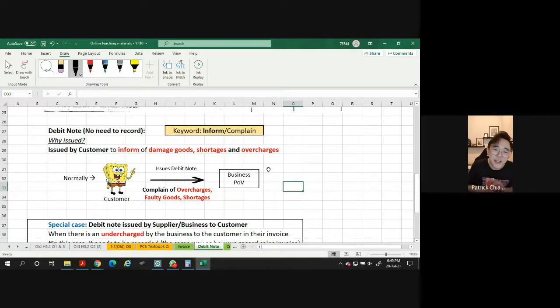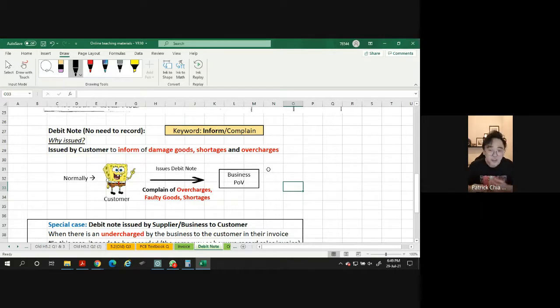Okay, now the debit note doesn't need to be recorded. I'm talking about the normal situation. Why? Just tell yourself the debit note is like a complaint. So when we complain about something, what do we do? Obviously nowadays we send WhatsApp, we send email and all that. But in the proper way, we're supposed to send a debit note. The debit note is just to complain, to tell them what happened to the thing that I bought.